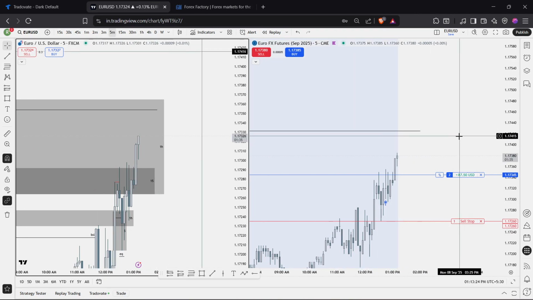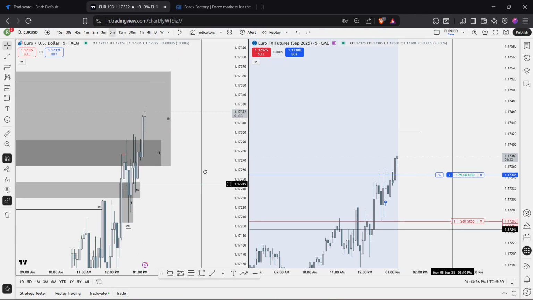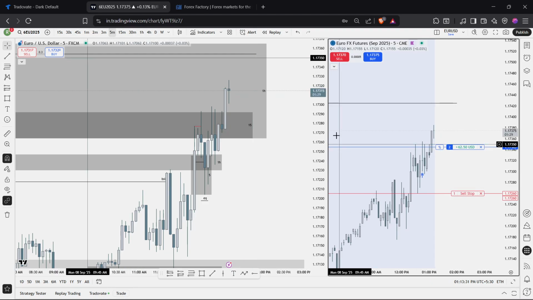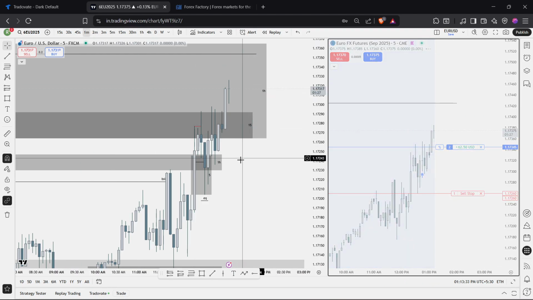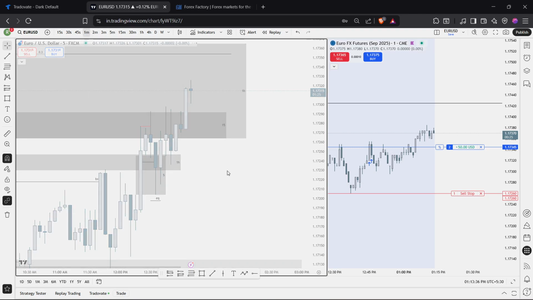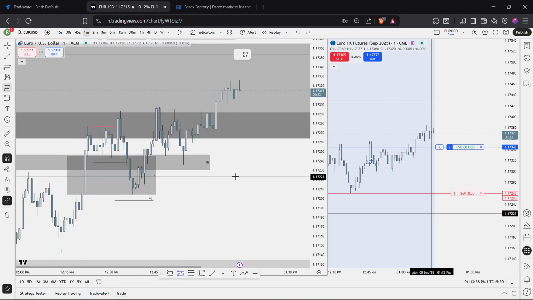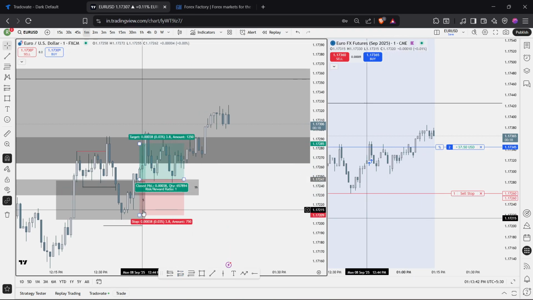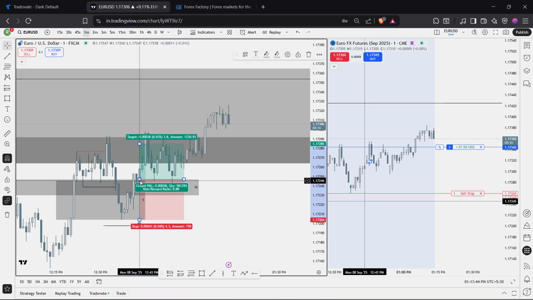I think it is mirroring this price point very clearly. I've entered here, so I've entered here. See my entry. Stop loss is here. One contract I've entered here, one contract I entered here.